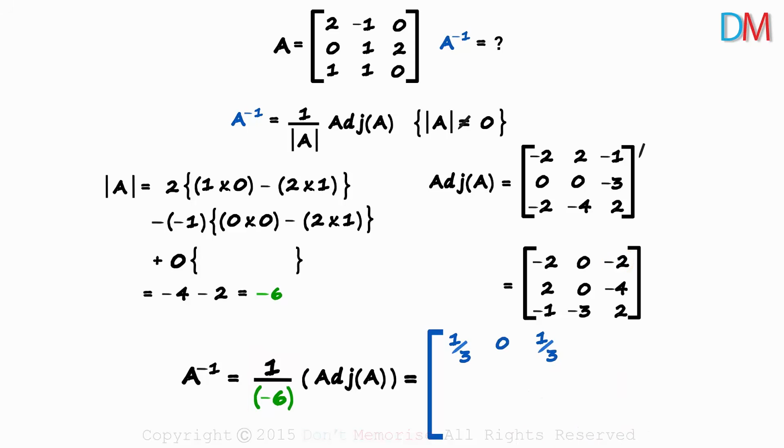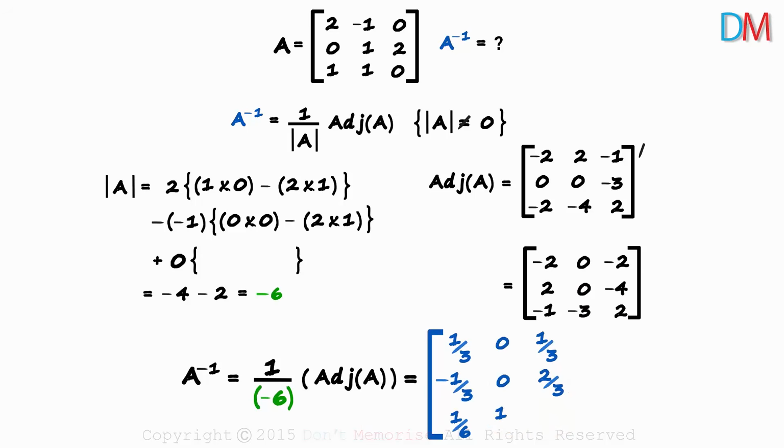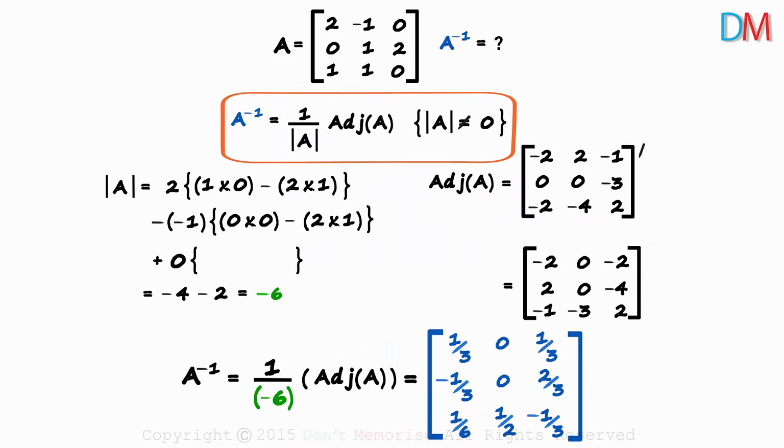And like always, I want you to find the remaining 6 elements. Remember, we need to multiply each of the elements with this scalar. These are the 6 elements you should have got. This is A inverse. We found it using this formula. So this was pretty long, but still faster than using an elementary operation. Remember the formula. A inverse is equal to 1 over the determinant of A times the adjoint of A.